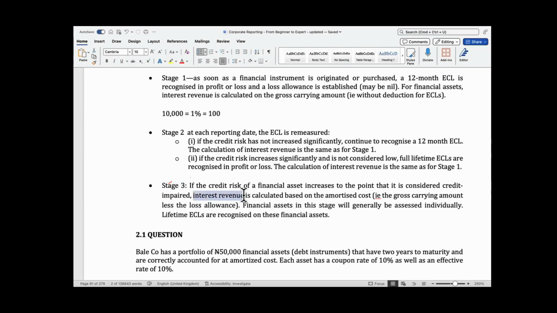And interest now, because he has defaulted, should be based on amortized cost. That is the net carrying amount. You need to now deduct whatever impairment loss calculated from the gross because now he has defaulted. So interest should be based on the net, which you call amortized cost. And that is everything around impairment of financial assets using expected credit loss model. Any questions before we start solving questions?